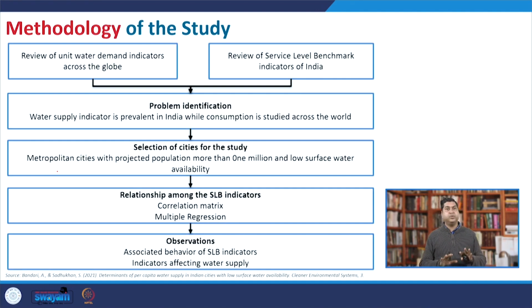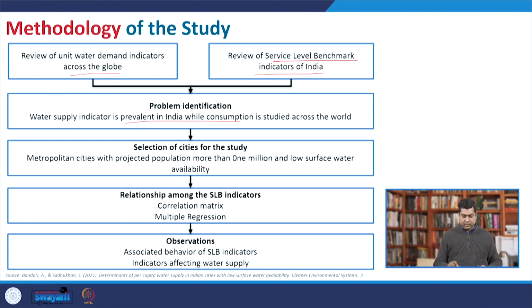This is something you include in the paper also. Sometimes you can give a flow chart, which can help readers or reviewers make a mind map of how the research has been done. Here, the review of unit water demand indicators across the globe gives some idea of indicators, then comes the review of service level benchmark for India. Then we try to understand the problem that the water supply indicator is prevalent in India while consumption is studied across the world. So let us focus on the per capita supply, or PCS.